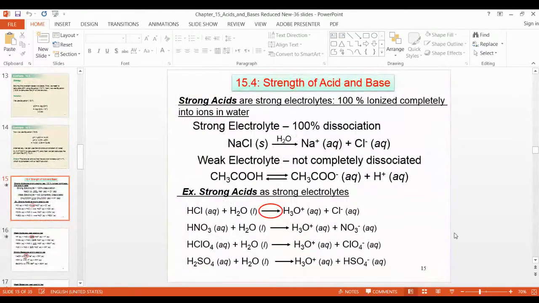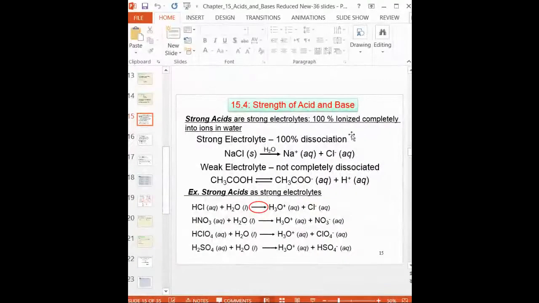Now we start 15.4, strength of acid and base. I will only tell you briefly; I will not go into detail for this one. All strong acids and strong bases are 100% ionized. Strong acid and strong base are strong electrolytes, with 100% dissociation.